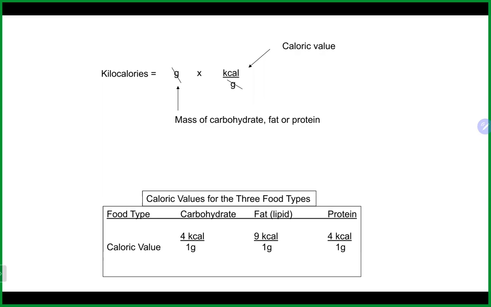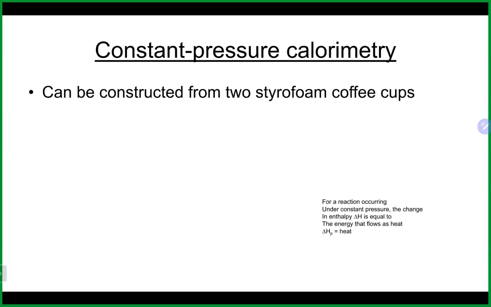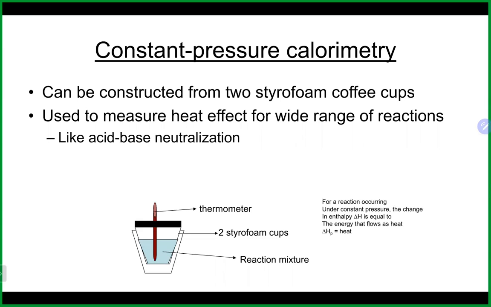So if you look at those labels, you'll see it. And if you ever do the calculation on the labels, typically speaking, they usually round down for the overall calories. I'm not sure why they would do that, but they usually will round down like that. So constant pressure calorimetry is another way that you could do this.